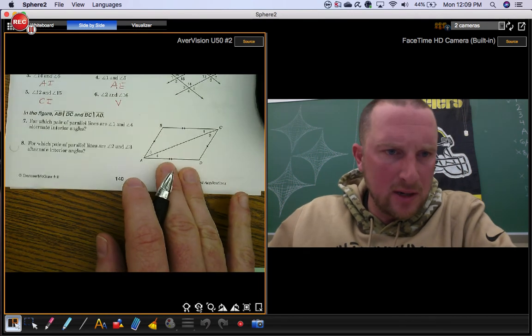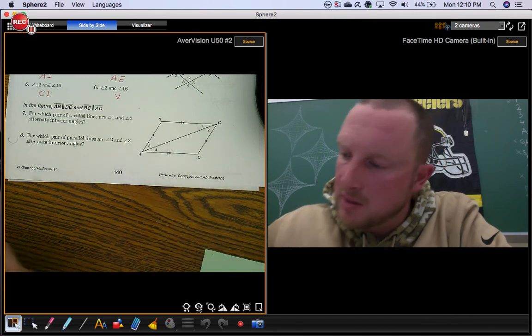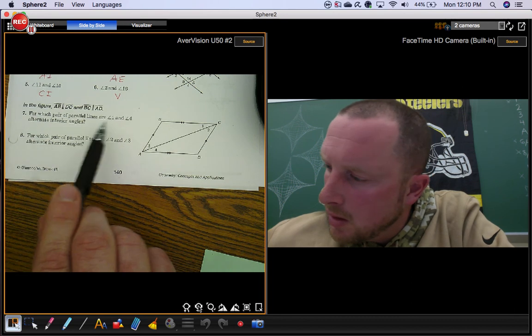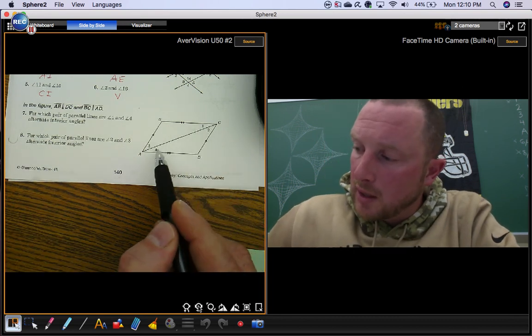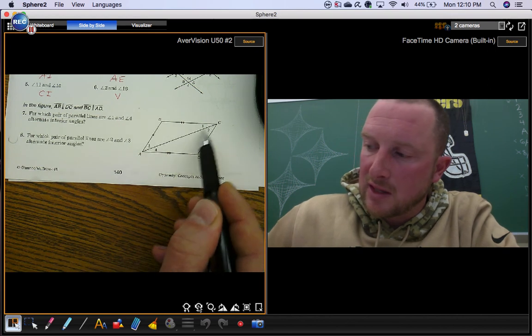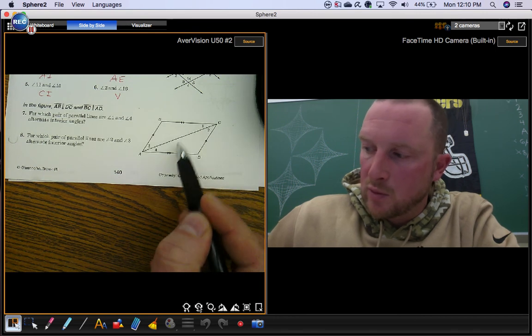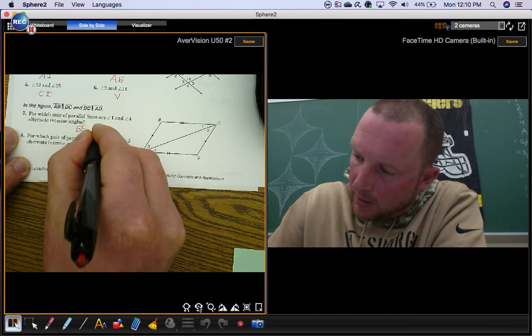7 and 8 we might not assign to you, but there's a lot of lines here. There's 5 lines. For which pair of parallel lines are angle 1 and angle 4 alternate interior angles? So angle 1 and angle 4 have this transversal, that's the line that touches both of them, and the other lines that make those angles would be the top and the bottom line. So it would be line BC parallel to line AD.